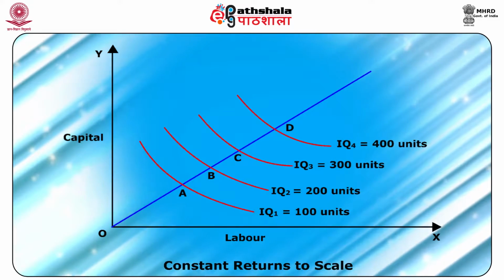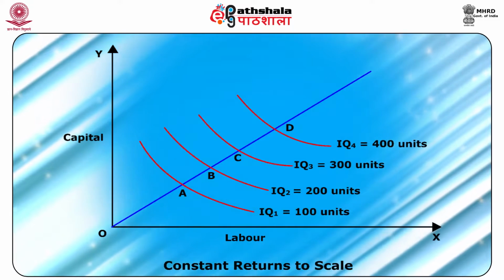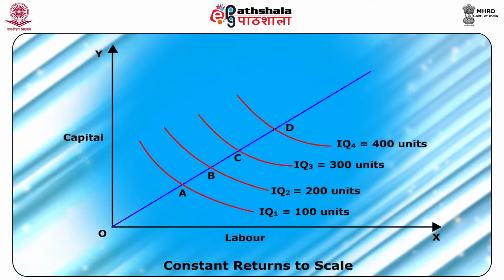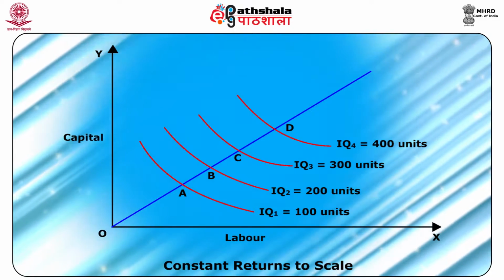Thus, in case of constant returns to scale, if the firm wants to double its output, it requires double inputs. The following figure shows constant returns to scale.